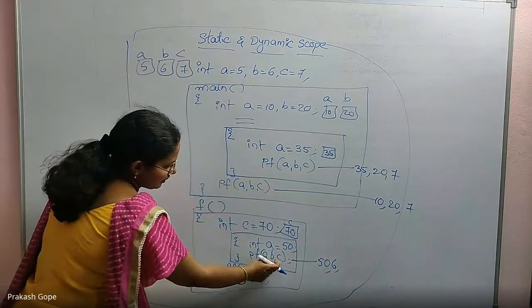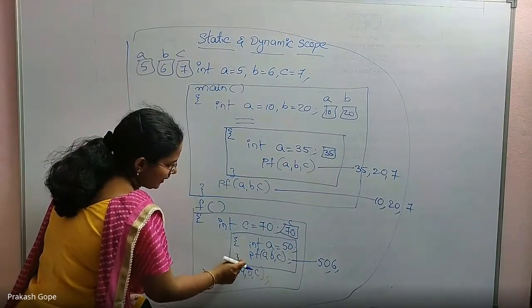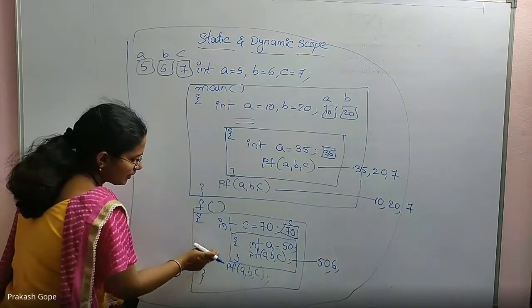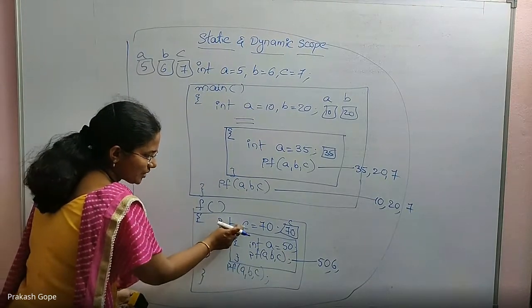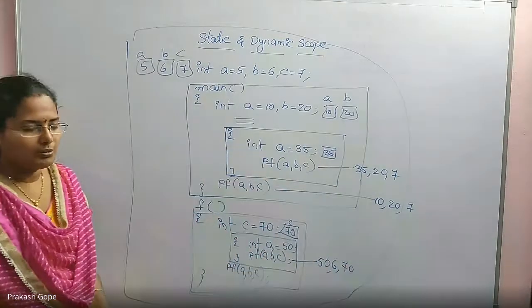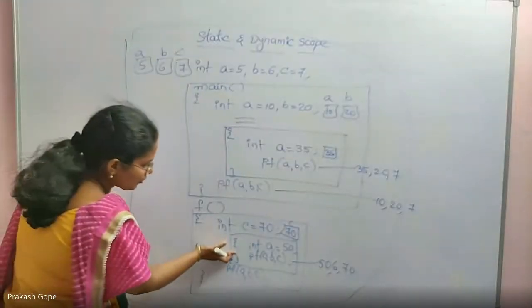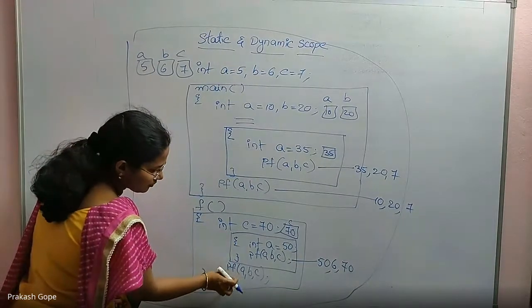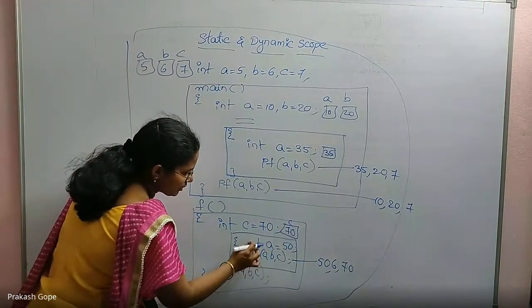Then C. I don't have C locally declared, so I will come out to its outer block. In its outer block, do I have C? Yes. Then I will access that. So C prints 7. Once you come out of this block, this A is not present anymore.